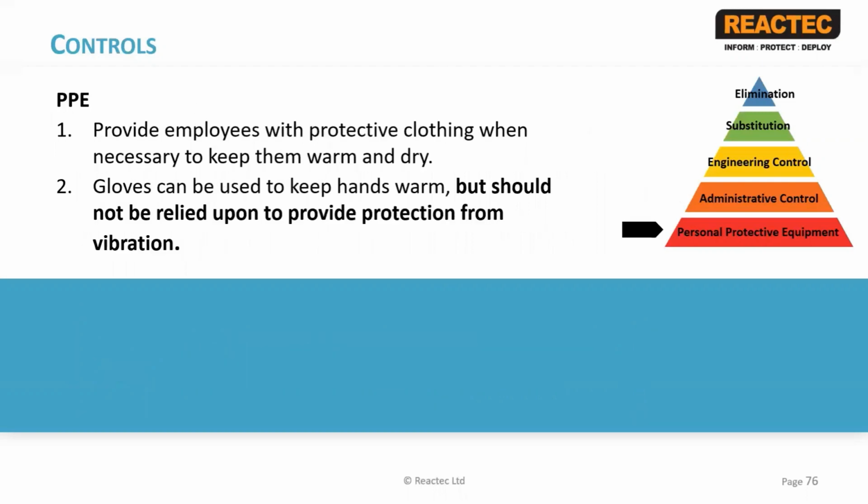The last area of control in terms of the hierarchy of control is personal protective equipment. For hand-arm vibration, unfortunately, protective equipment does not really exist in terms of protecting you from vibration. Gloves may well keep the hands warm, which is an important thing. However, they cannot be relied on to prevent vibration transmitting through the glove and into the hand of the tool user.